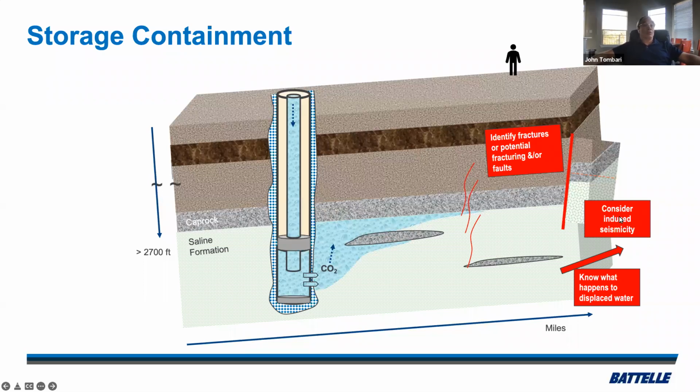We have to consider induced seismicity, the impact of the injection to create micro, and I emphasize the word micro, I hate to use the word earthquake, but very, very small impacts that could get worse. And we have to know what happens to this displaced water. Remember, there is already water in that formation. So pressure will increase, water will move away. Ideally, we want a scenario where we're putting a teacup of water in a swimming pool. And so the volume of CO2 should be small relative to the amount of salt water in the basin.